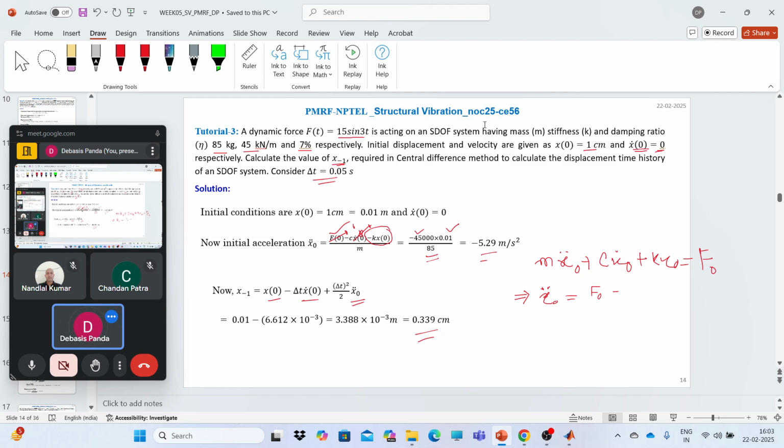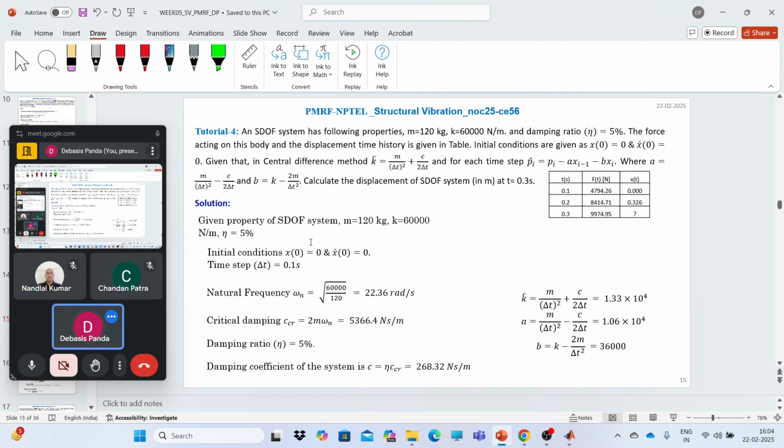But today I'm facing a lot of internet issues, like whenever I want to write here, it is lagging and it is disrupting the flow of teaching. Anyway, let's solve this one.